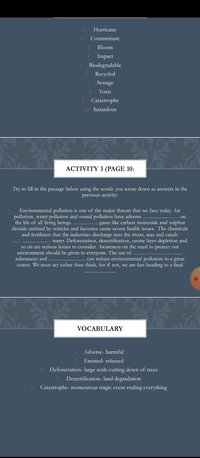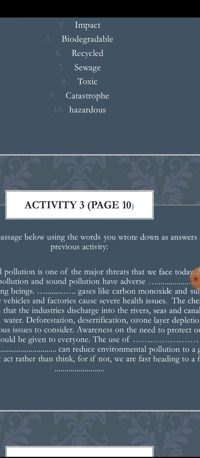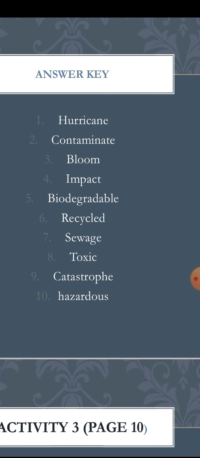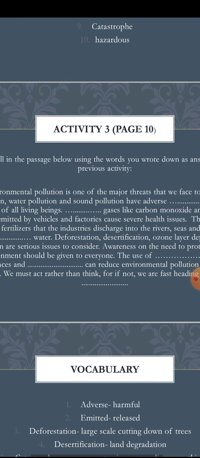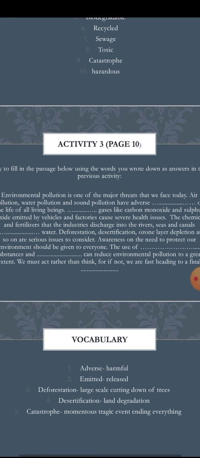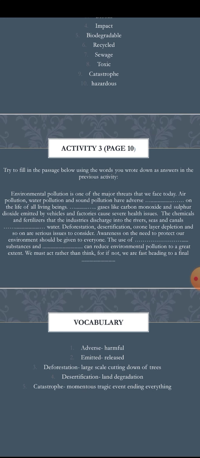Continuing, awareness on the need to protect our environment should be given to everyone. So everyone should be made aware about the need to protect the environment. The use of dash substances and dash can reduce environmental pollution to a great extent. So you tell me which are the two good things in these words that can save the environment. So the two good things are using biodegradable substances and recycling can reduce environmental pollution to a great extent.